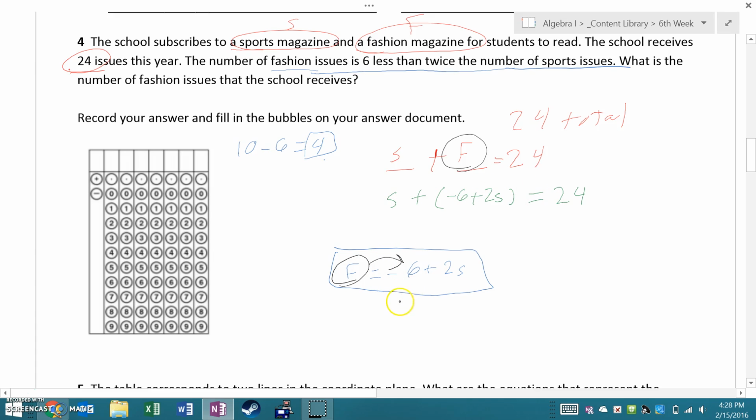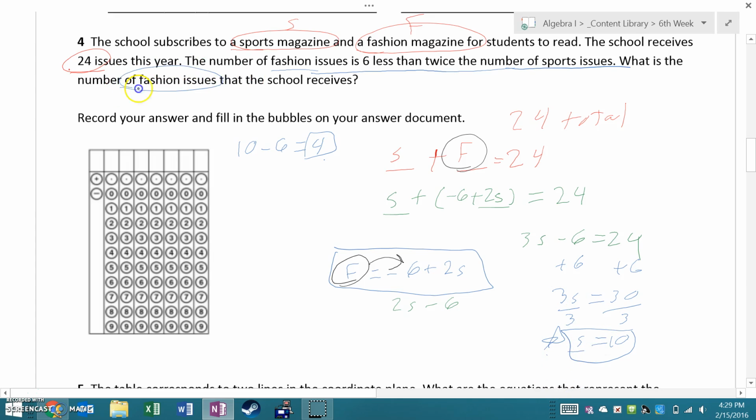Now, just to be clear here, you can use 2S minus 6, or you can write it the other direction. Either way is fine. But bottom line is, at this point, I can combine my terms, S and 2S, 3S, and now we're just solving a two-step equation. I'm going to put the work on there real quick. Alright, so two-step, eliminate the 6, divide by 3. There's my answer for the number of sports magazines.